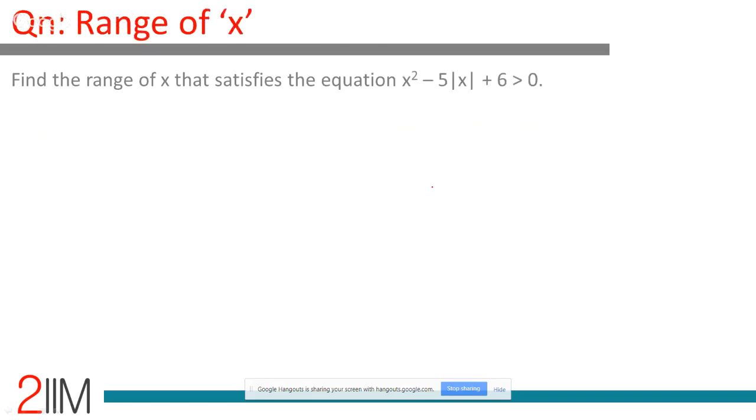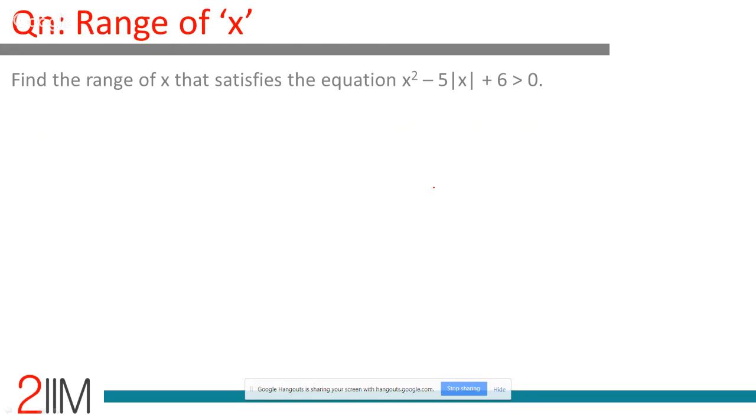Then the next one. x square minus 5 mod x plus 6 greater than 0. Again, a very interesting question. I'm going to give about half a minute. You guys should try this question, and then we can solve it. x square minus 5 mod x plus 6 greater than 0.